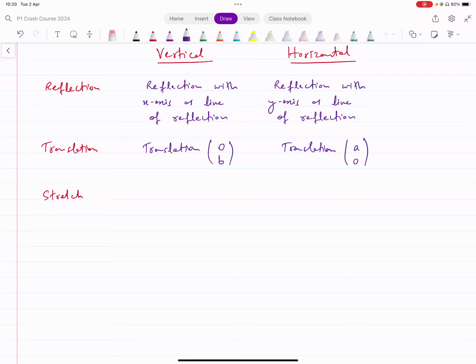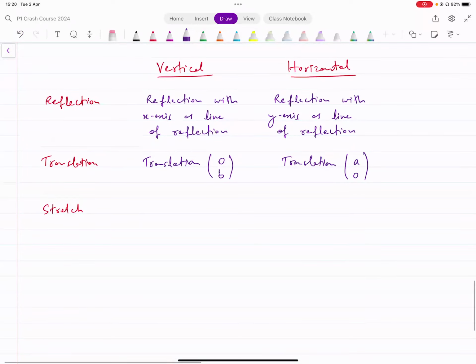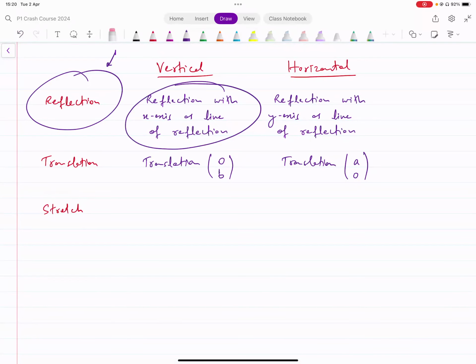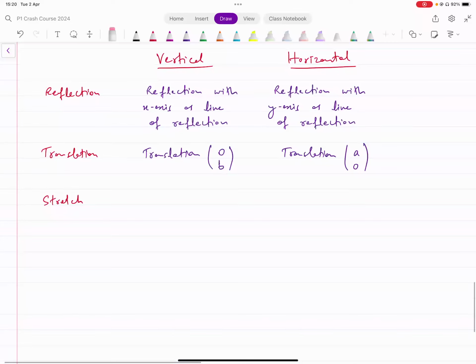Okay. And then finally, you have stretch. When you have vertical stretch, you could either write it as vertical stretch, that is going to be acceptable. In reflection, that's not acceptable. In reflection, you have to write down the line of reflection. In stretch, you could say it's a vertical stretch. That could be one possible description.